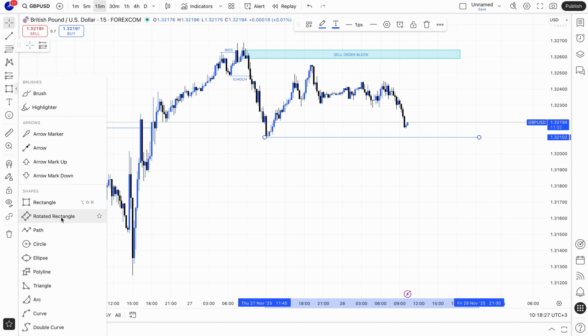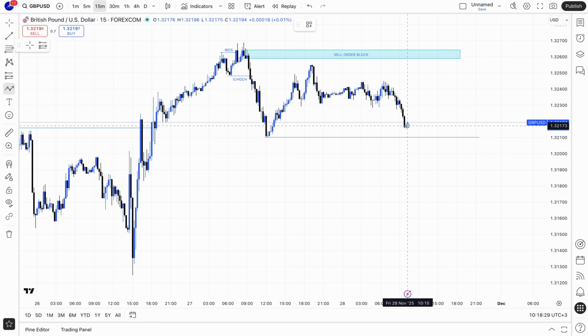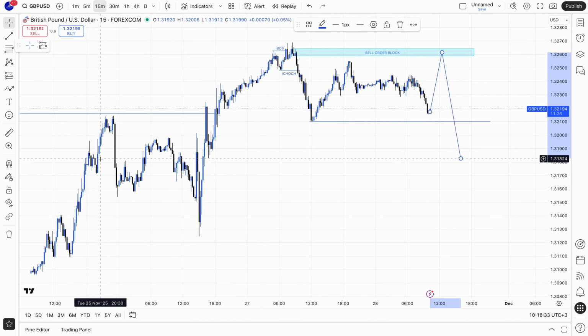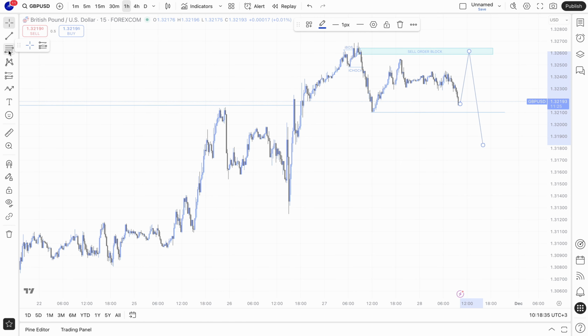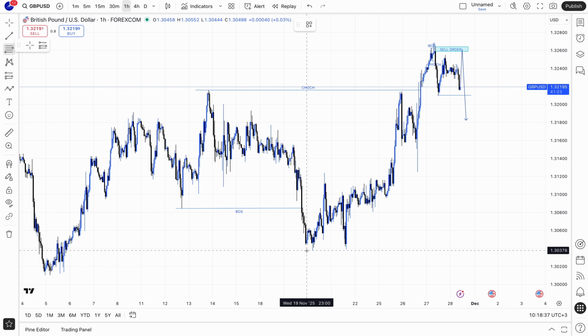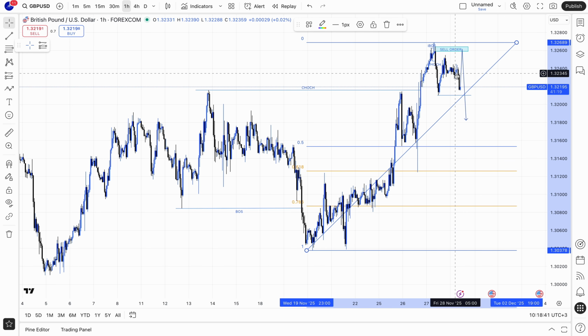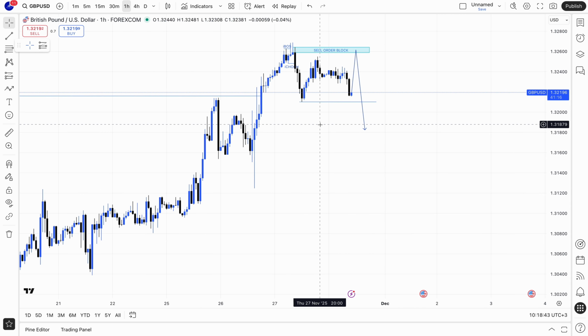So our plan is very simple. Scenario number 1, wait for the price to come back here, then continue selling down to equilibrium for the price to balance equilibrium up to here. That's scenario number 1.